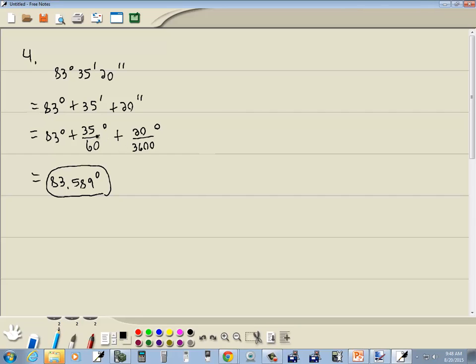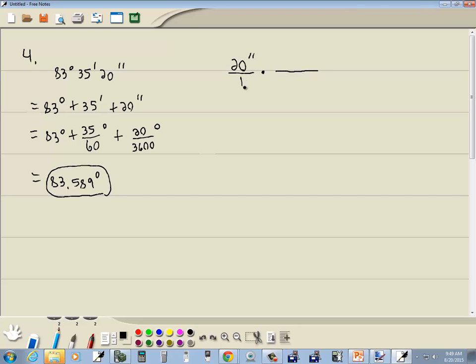To go from minutes to degrees, we talked about that, divide by 60 and so forth. But to go from seconds to degrees, let's see how we would do that using dimensional analysis. So I put this over 1.